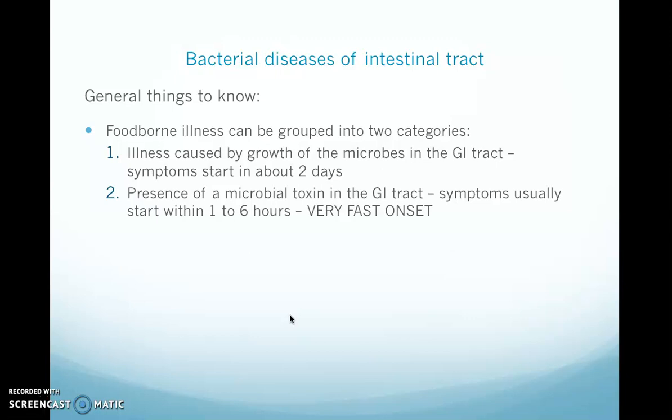Symptoms start in a couple of days because that's the time it takes for the microbes to be growing and multiplying and starting to damage our cells. The other type of foodborne illness is presence of a microbial toxin. When you're ingesting a lot of toxin, even if the microbes themselves are dead or killed off quickly, that dose of toxin acts very quickly. And these symptoms start within an hour or two of eating that. So very fast onset.